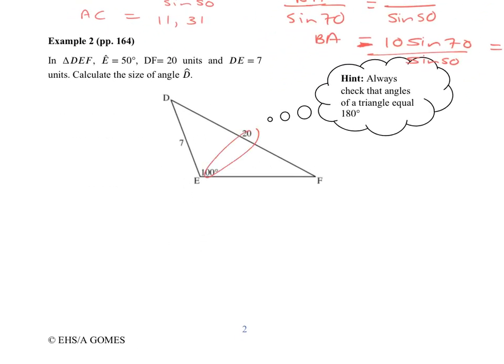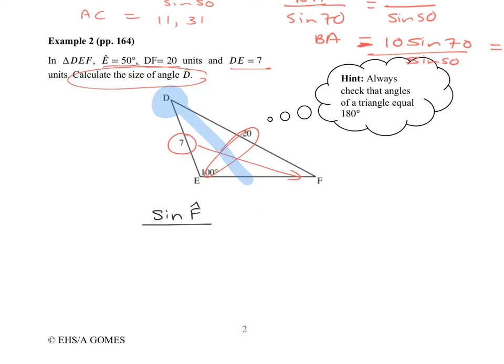Okay, so now for example 2, let's see what they've given us. They've given us, there's our complete pair, angle opposite side, and they've given us another side. So the first thing we can do is calculate angle F. Now let's read the question. In triangle DEF, they've given you E, DF, DE. Calculate the size of angle D. So now angle D is here, but it has no opposite side. So if we work out F, we can use angles of a triangle then to look for angle D.